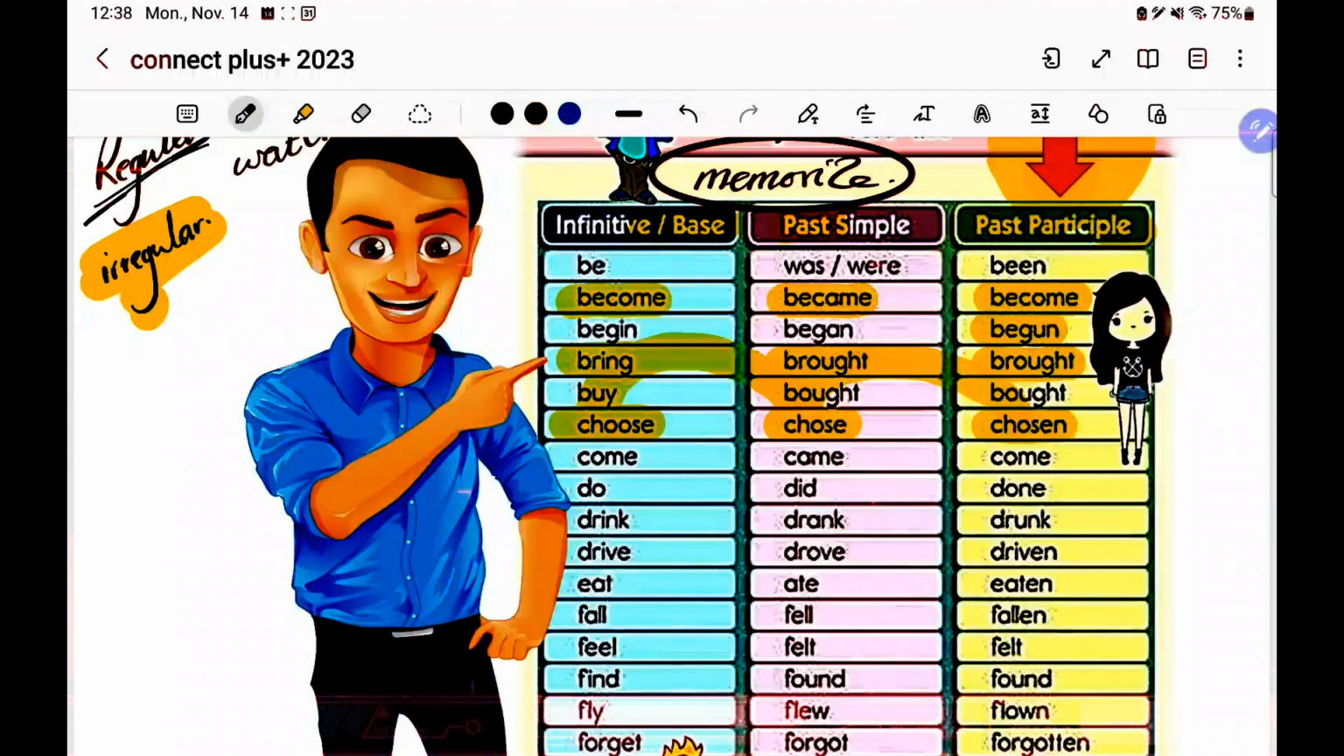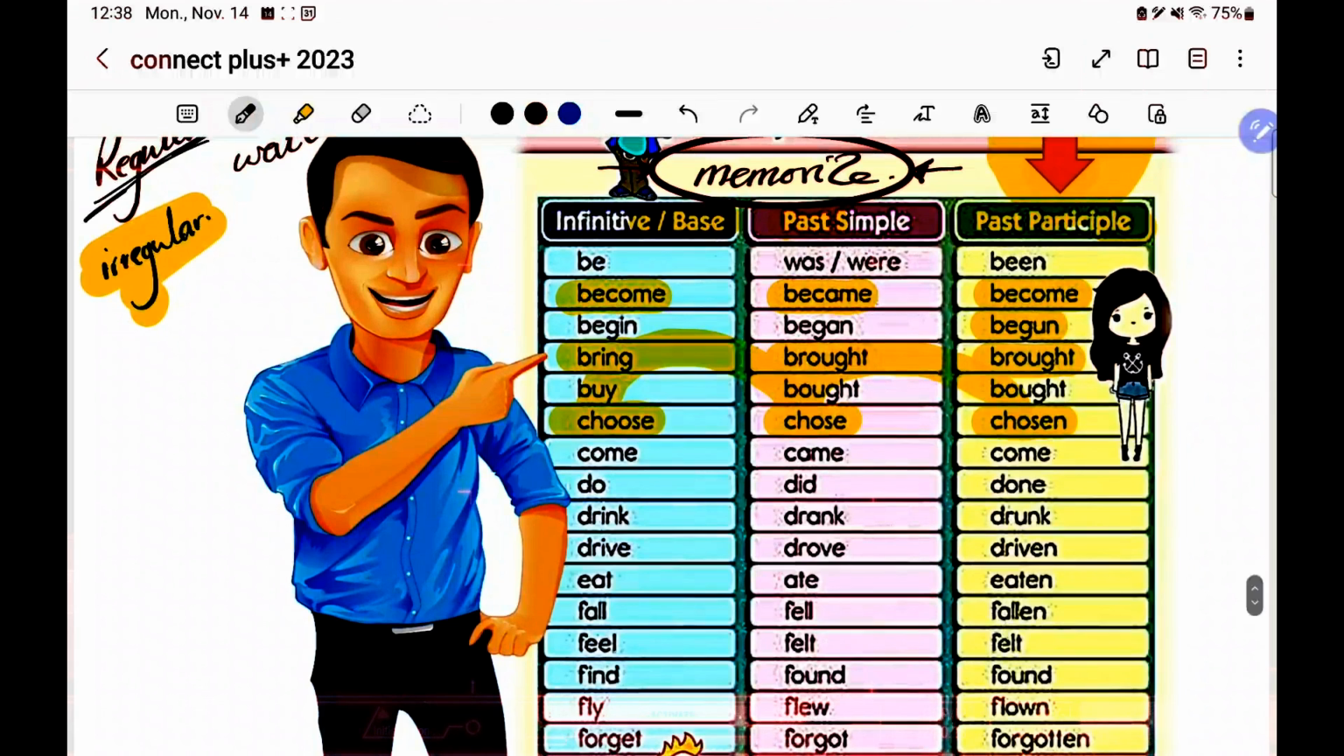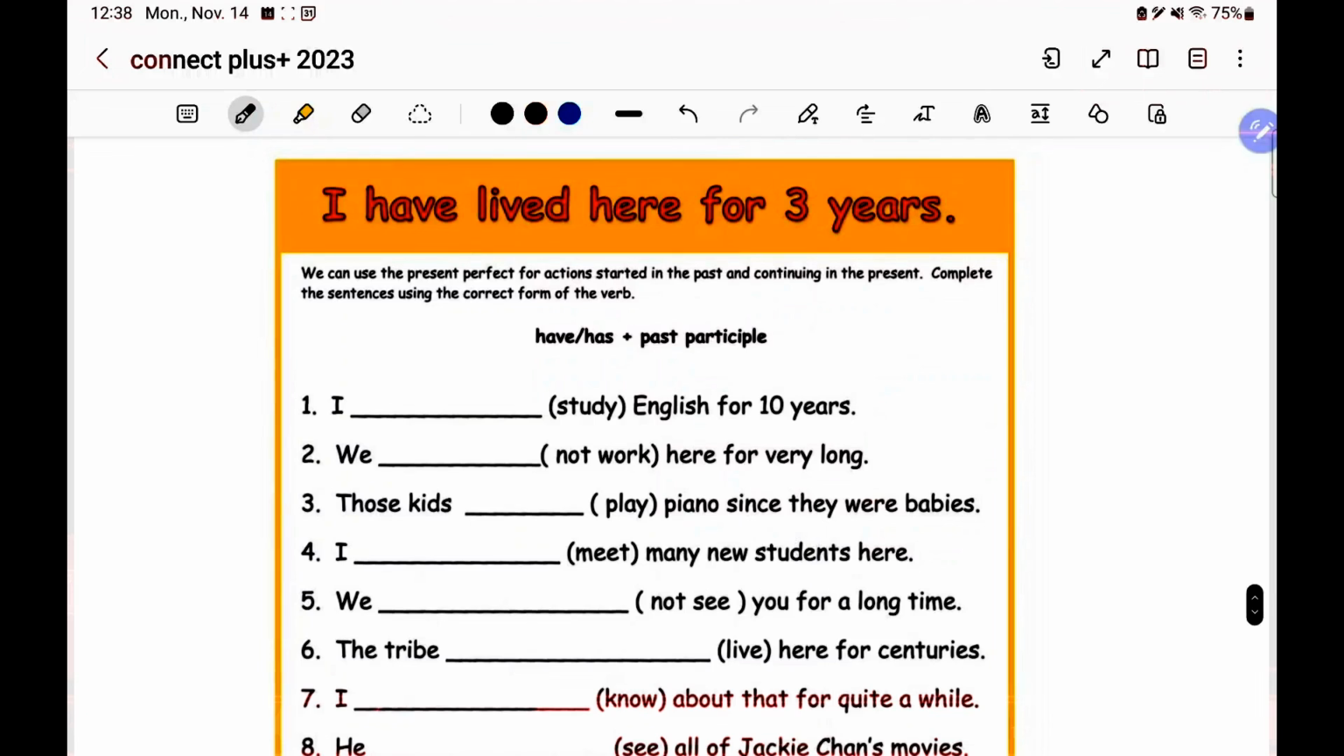In fact, there is not a specific rule out there for them, so you have got to memorize them. And the best way to do that is to sing them or put them in a song. For example, become, became, become, begin, began, begun, bring, brought, brought, buy, bought, bought, choose, chose, chosen, come, came, come. Let's look at a quick quiz here, guys. For the past participle, I want you to use have or has plus past participle.